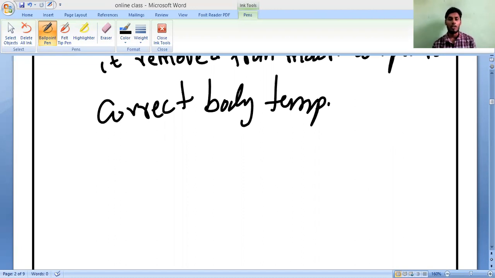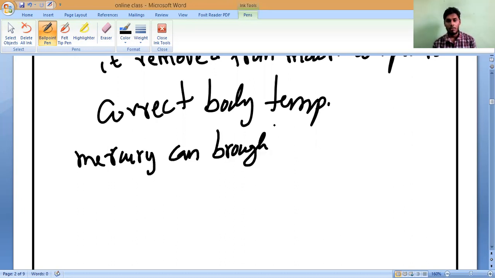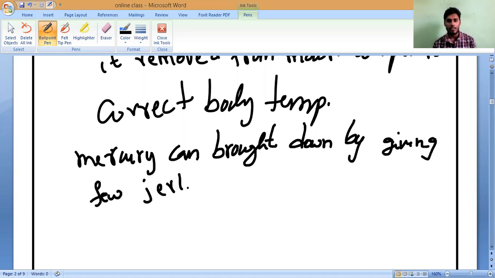That is what you should note down. Mercury can be brought down. How, Hari? By shaking, by giving a few jerks, J-E-R-K-S. Jerks means small vibrations. Understanding?